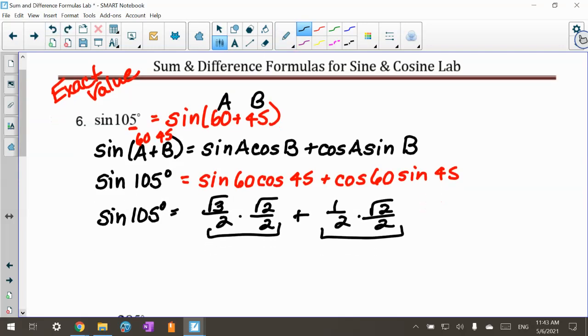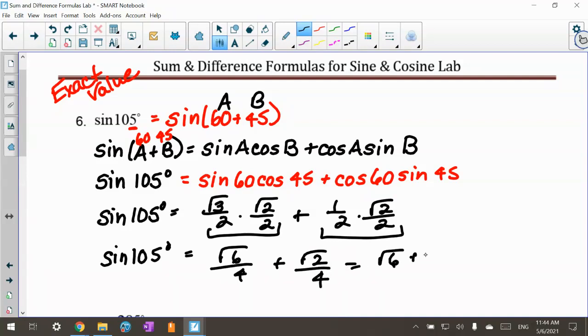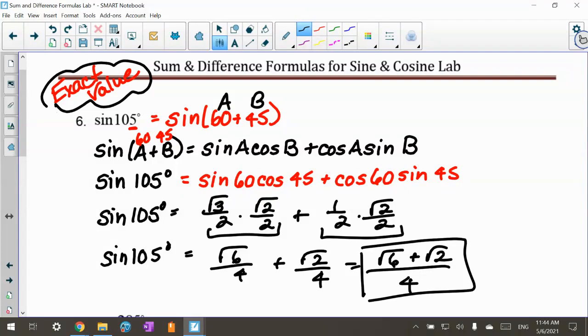Okay. So now I have the exact value of sine of 105 is going to be radical 6 over 4 plus radical 2 over 4, or radical 6 plus radical 2 all over 4. That is the exact value. Now, you can check and see what decimal that is and then just say, what's the sine of 105? They'll match. Okay? The whole point here is exact value. No rounding.